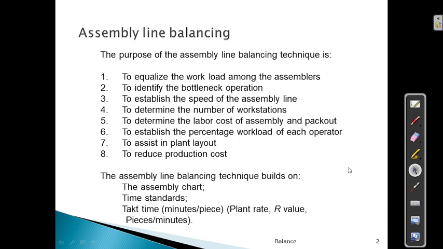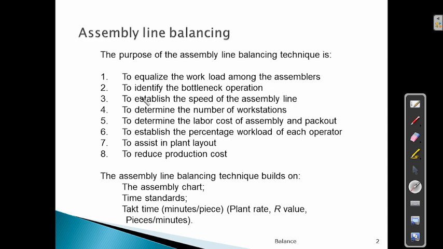The first one is to equalize the workload among the assemblers. Here the assembler means the person who is working in that particular workstation. He is called an assembler. If there are 10 assemblers, the workload must be even for all assemblers. Thus this point is to equalize the workload among the assemblers.